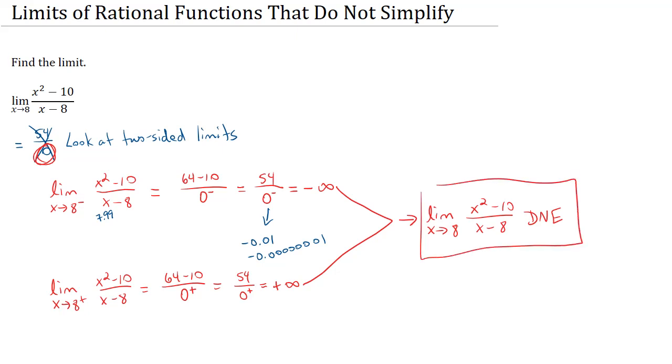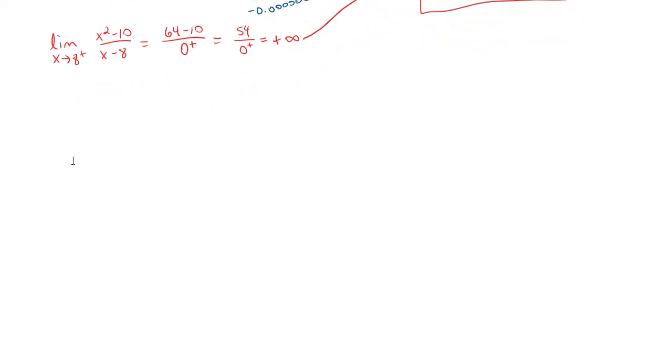Okay, so let's look at another similar example with a different outcome. So similar function, but I'm going to put the denominator inside an absolute value. So hopefully in this case you can see, all right, if I try to plug in 8, I'll get 0 on the bottom, so I can't do that. So I need to look at the one-sided limits.